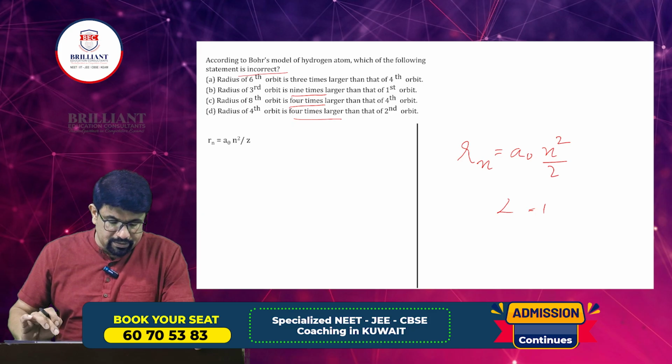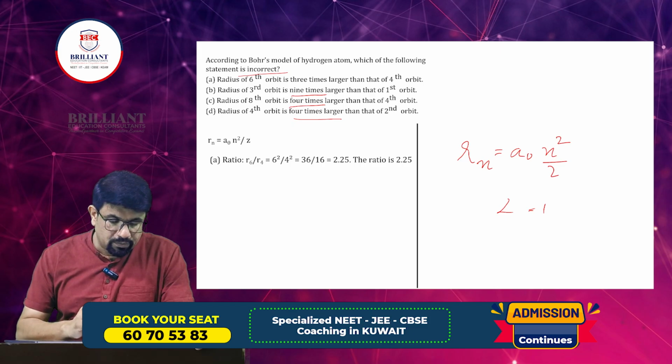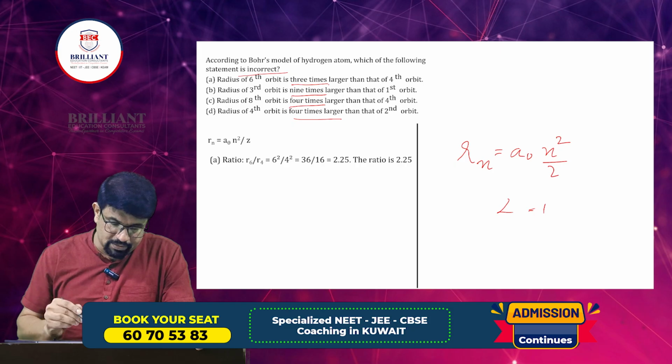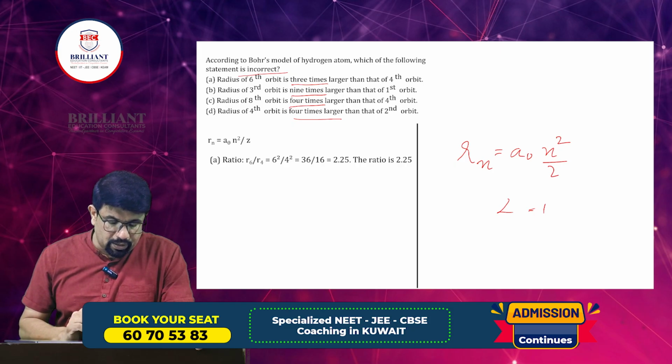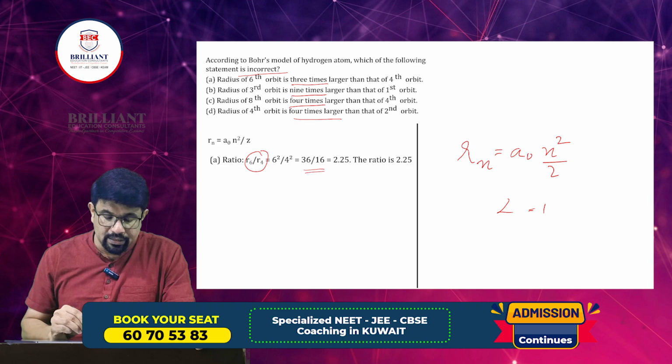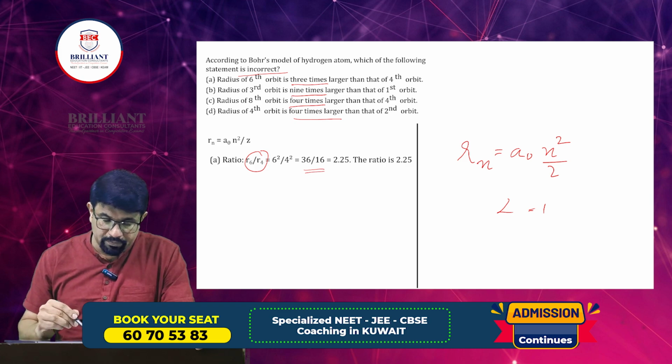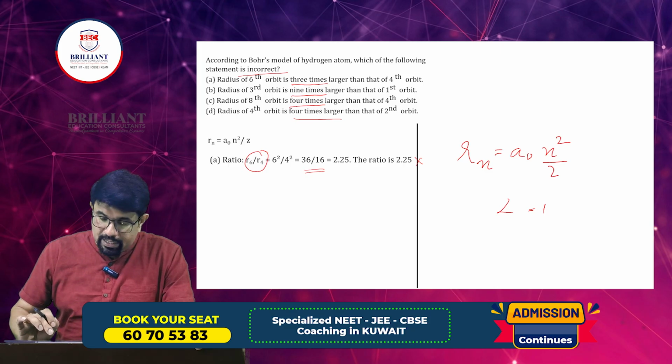In the first option, the ratio between 6th and 4th is given as 3 times. But if you take n square, that is 6 square divided by 4 square, R6 divided by R4 is equal to 36 divided by 16, which is 2.25. It is not 3, right? Then what about the next option?